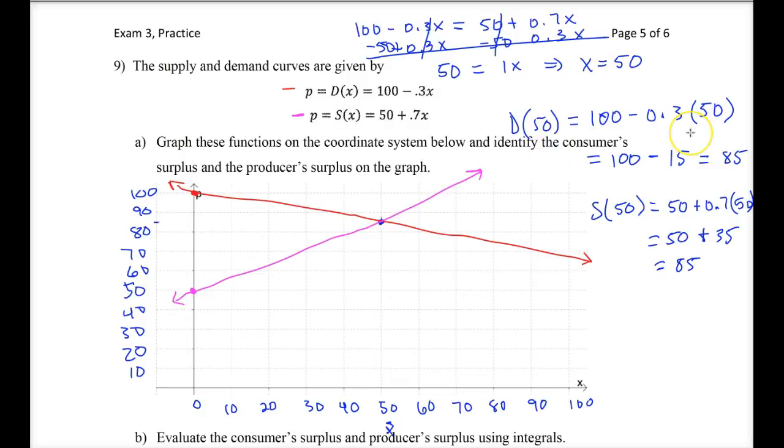Now, remember that our P bar is at 85 here. So I want to draw a line to represent that. And so from there, we'll be able to identify where our producer and consumer surplus areas are. All right, so as we said before, 85 is about right in between here. So this will be our constant function P bar.